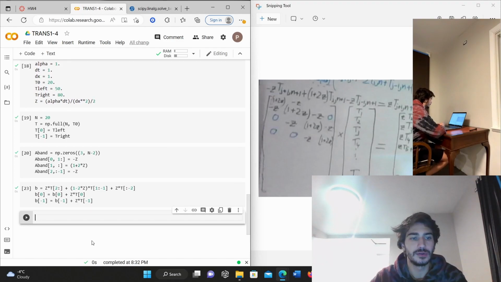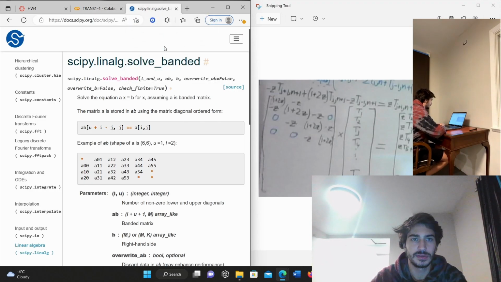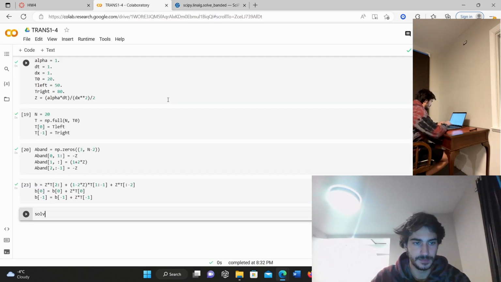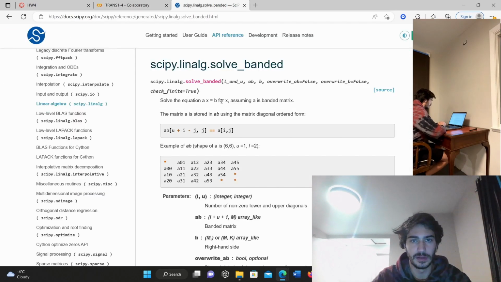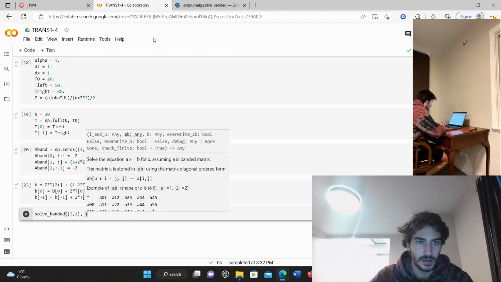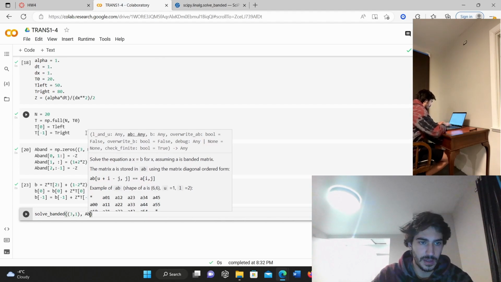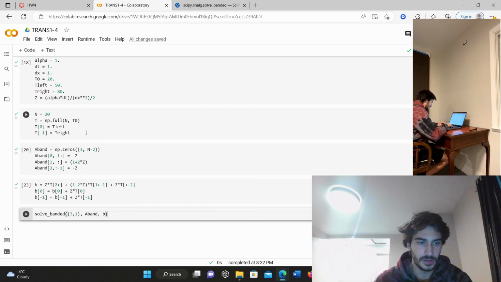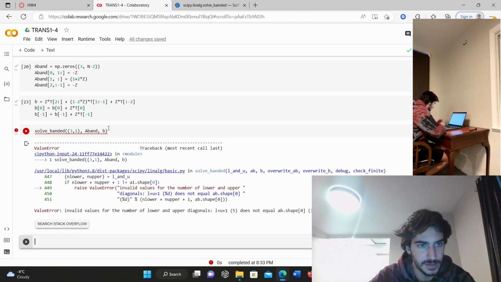Well, what we can do to make sure this is right is plug in solve banded. So let's go plug that in. Solve banded. What do we need to plug in? Again, we need upper and lower, right? That is, we have 3 to 1. Our AB is our A band, and our B is our B. Should be good. Run that through. There is an issue.